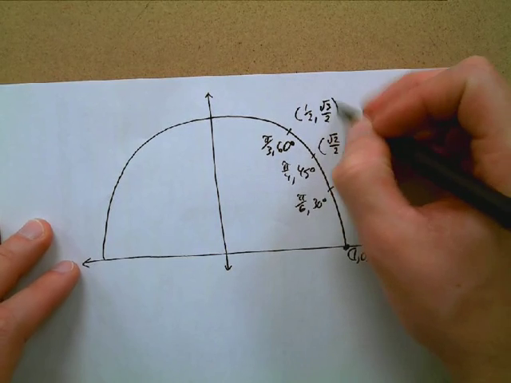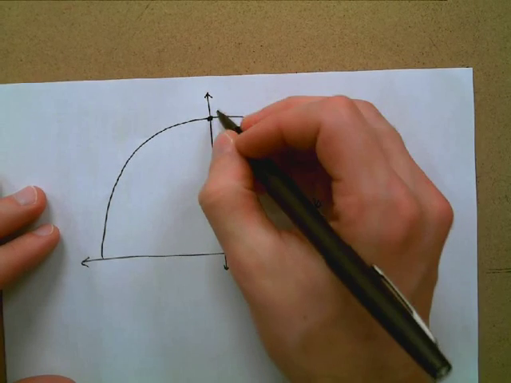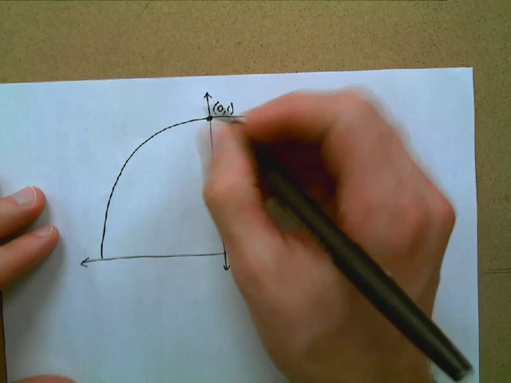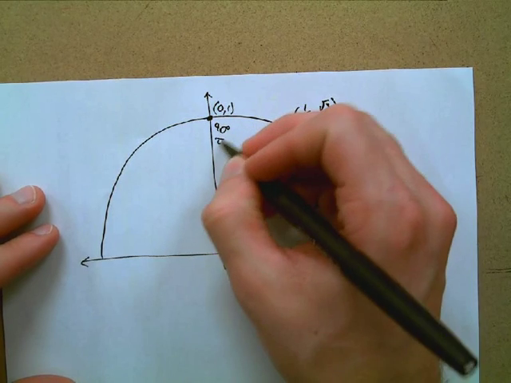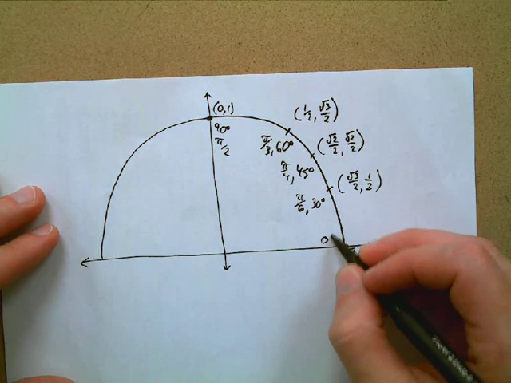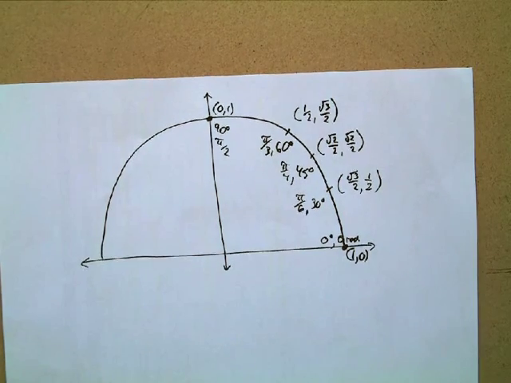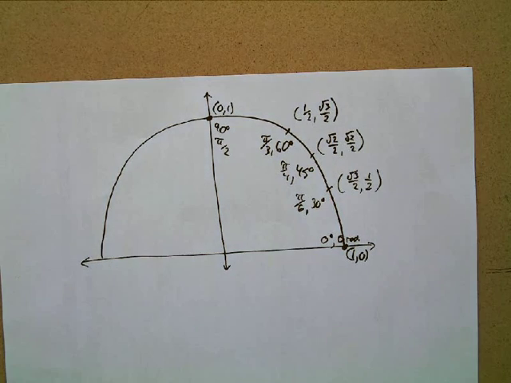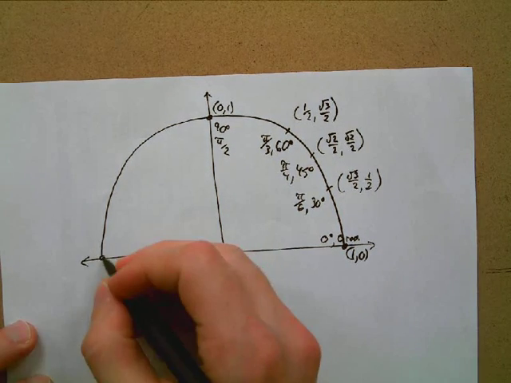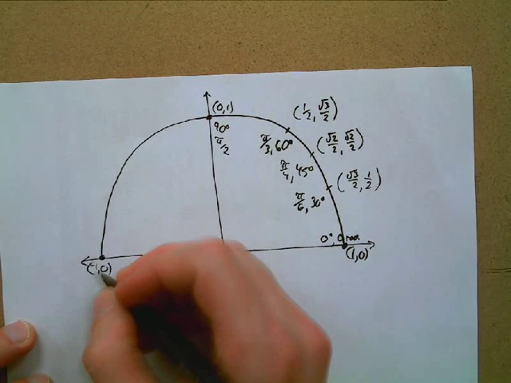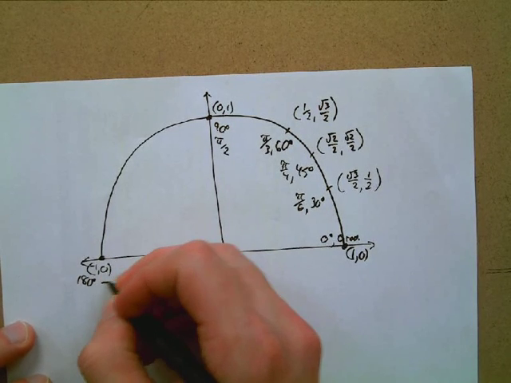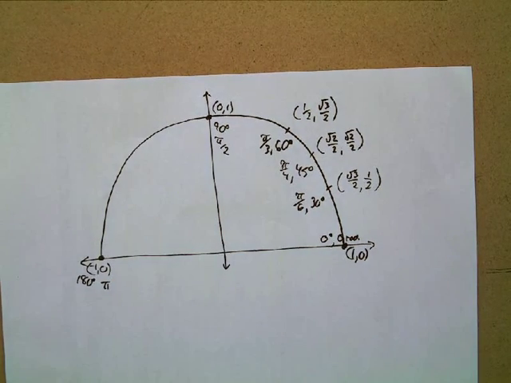And we also have this point over here, -1, 0, and that was 180 degrees, or pi radians. Okay. So now for quadrant 2, our next angle that we come across as we're rotating around here is the 120 degree angle, or 2 pi over 3.